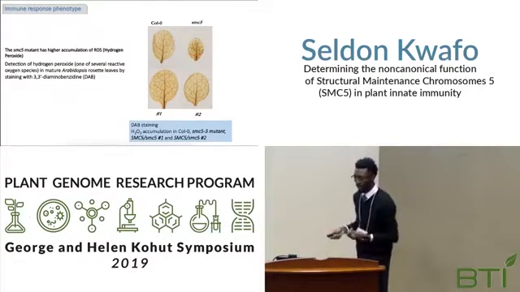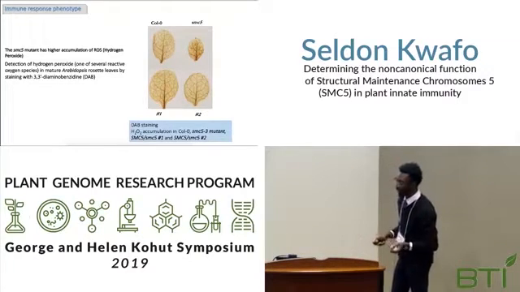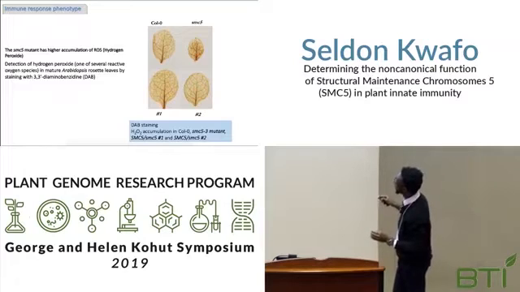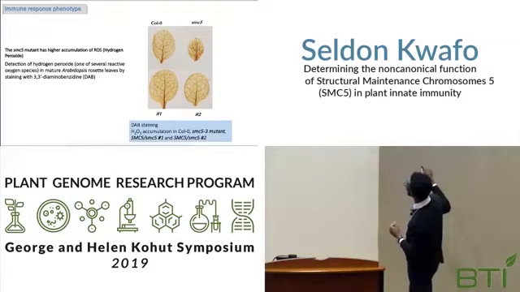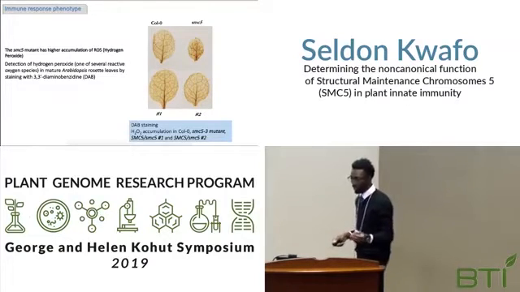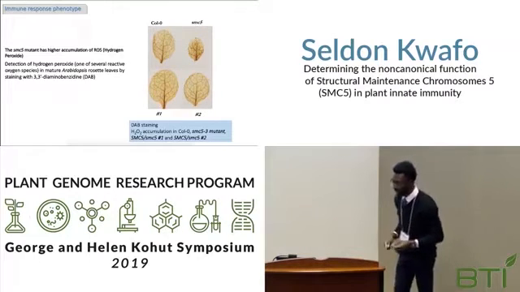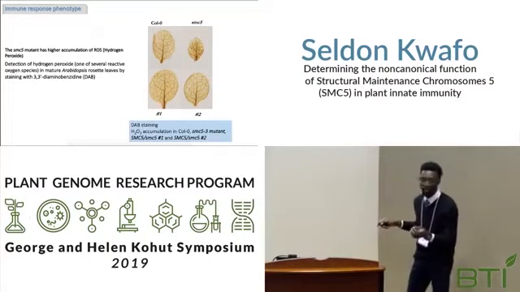As I mentioned earlier, hydrogen peroxide is produced during different pathways, and in order to detect hydrogen peroxide, we use diaminobenzidine to detect its presence in the leaves. As you can see here, the SMC5 mutant has a higher accumulation of hydrogen peroxide compared to the wild type, and this shows that there is a defense response without pathogen infection. This may also contribute to the growth phenotype we saw earlier.